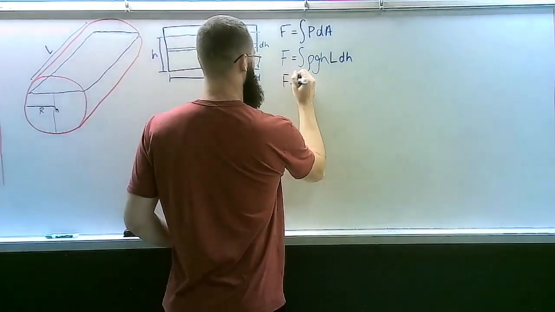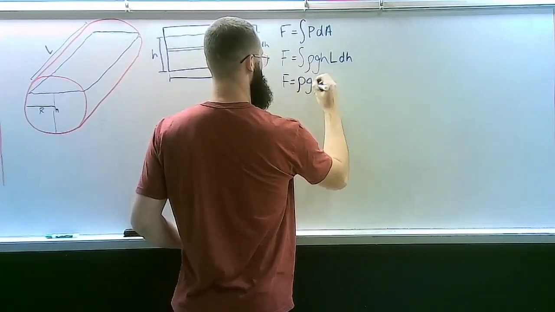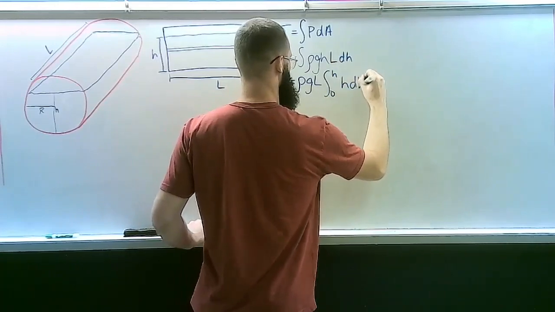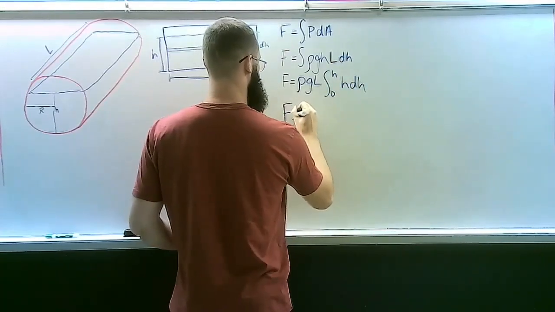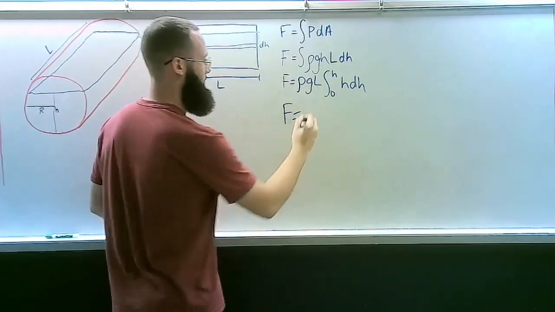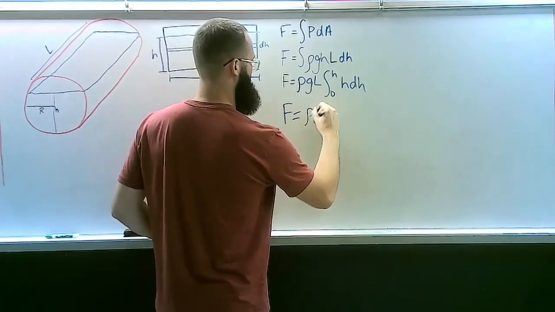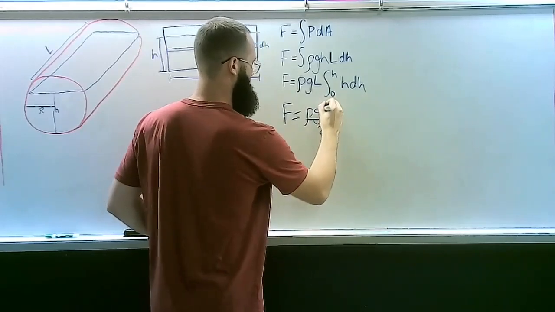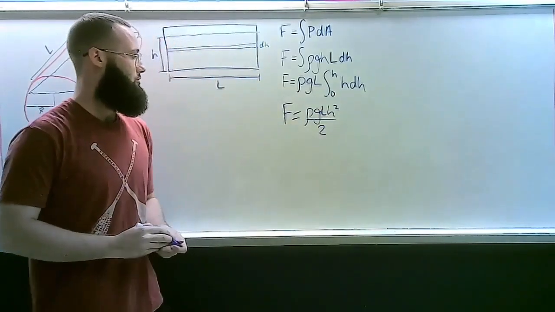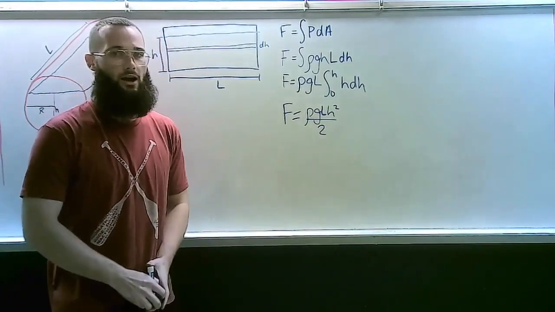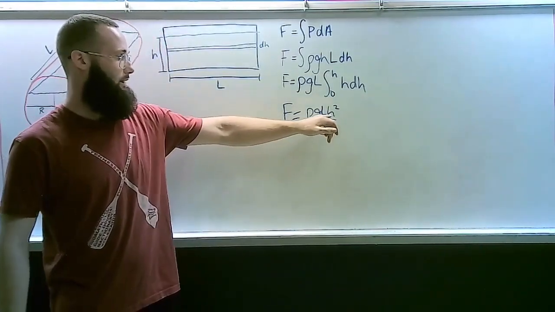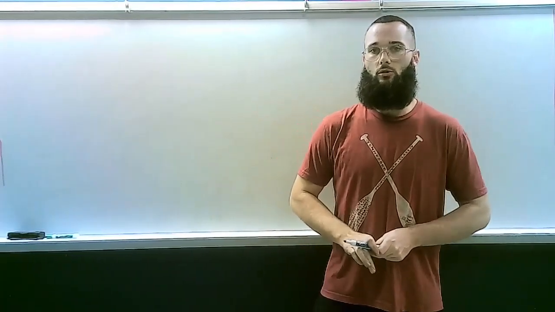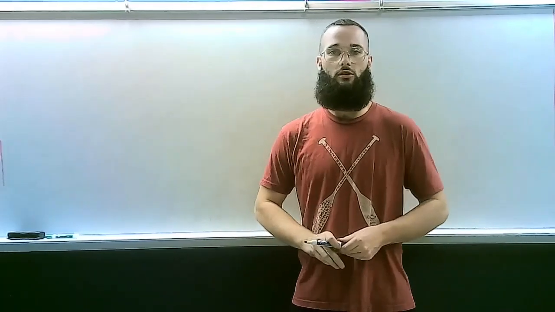So now we just need to pull out the constants. So we have rho g L integral from 0 to h of h dh. And so this will give us the resulting pressure force of rho g L h squared over 2. And so this expression shows the force on one cylindrical half of this barrel based on the length and the height of the fluid. So the next step is to find the force that's exerted on the circular end by the fluid.